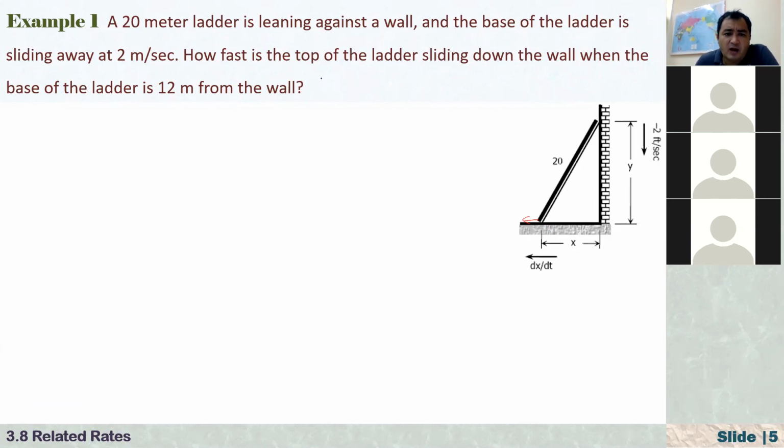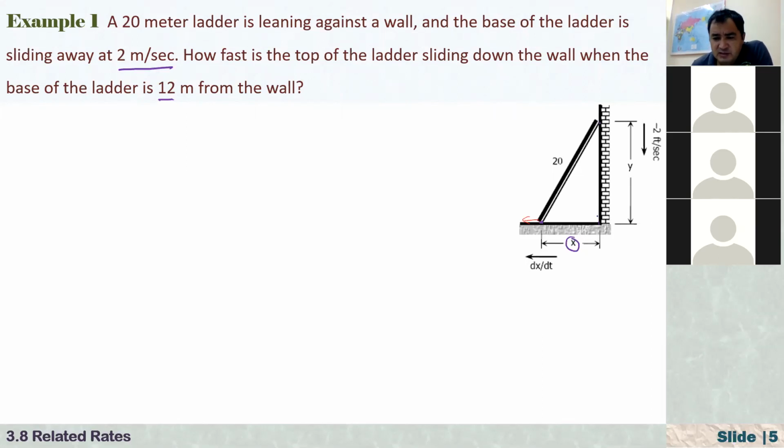okay? And how fast is the top of the ladder sliding down the wall when the base of the ladder is 12 meters from the wall? And here it says that the base of the ladder is sliding away 2 meters per second, right? So now suppose that at any moment, let's say the foot of the ladder is X meters away from the foot of the wall. And here also the height of the ladder, that is the point of contact, the top of the ladder with the wall, that is Y meters.